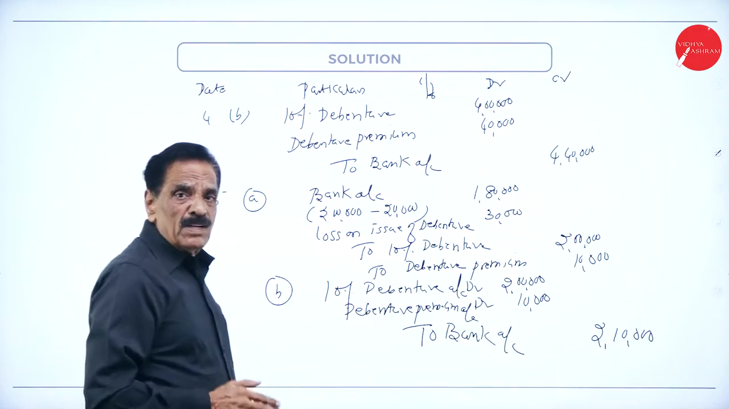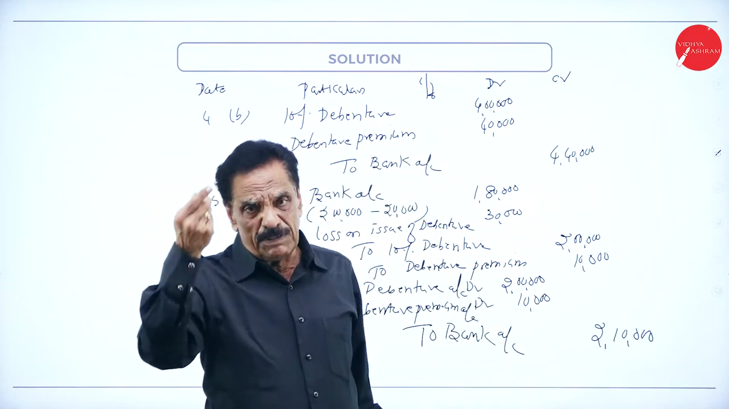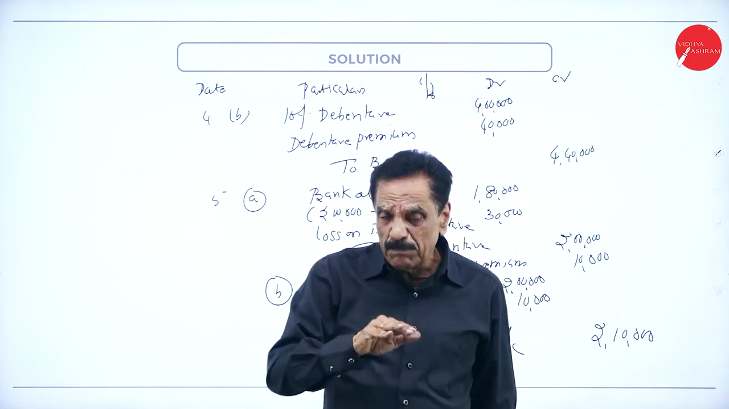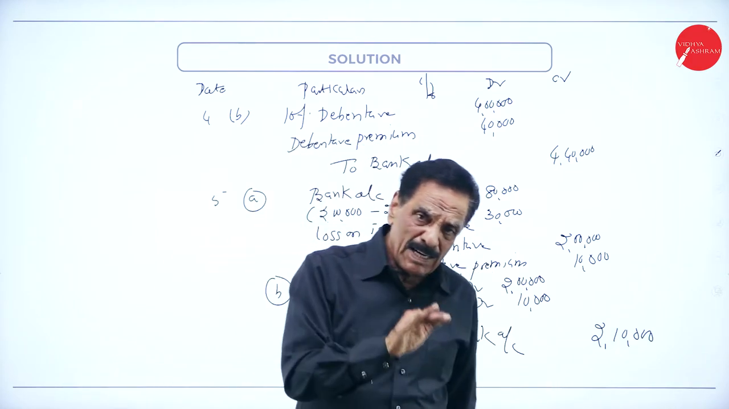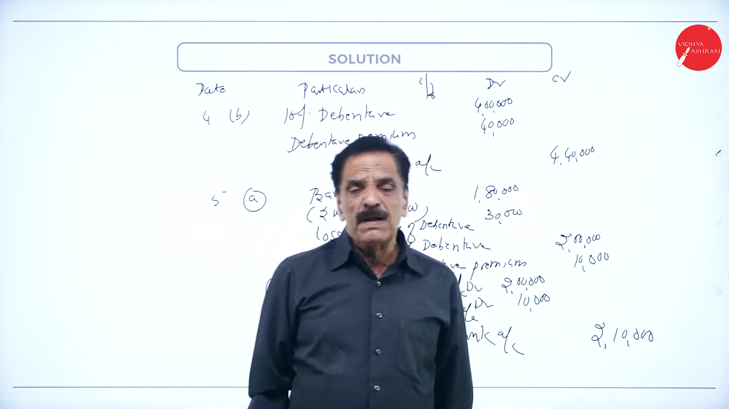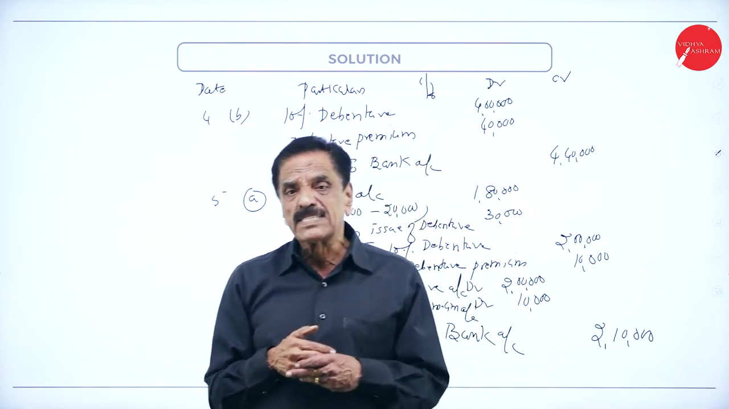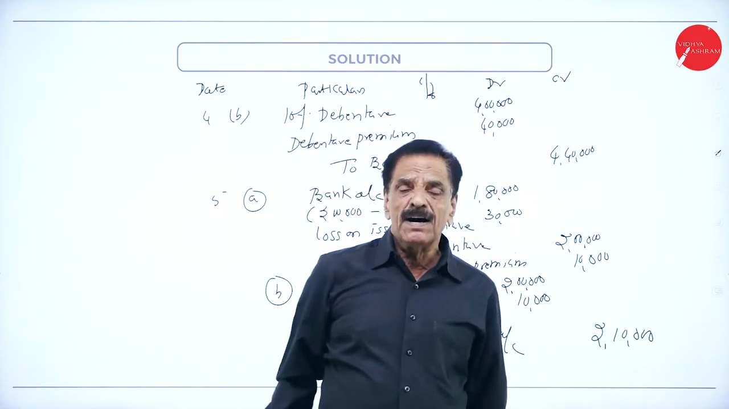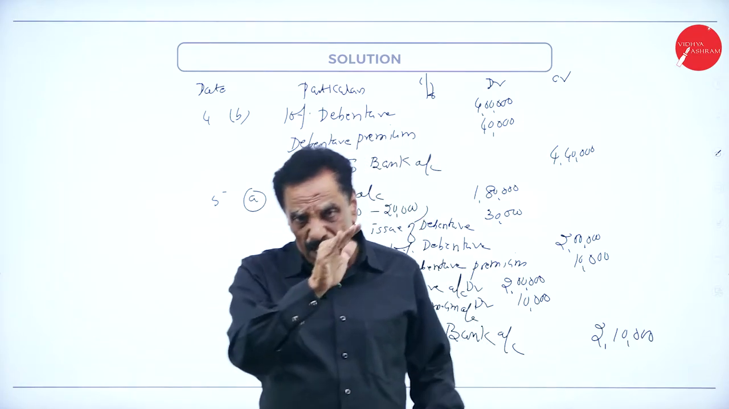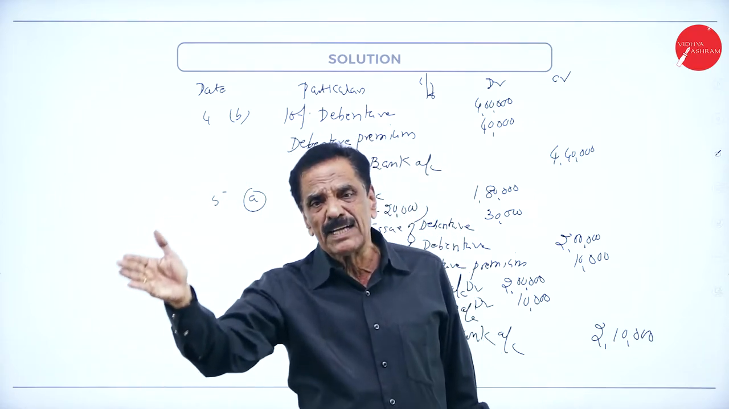Hope you understand. Taken at par, redeemable at par: bank account debit to debenture account; debenture account debit to bank account. Taken at a premium, redeemable at par: bank account debit, to debenture account, to debenture premium account; paid at par: debenture account debit to bank account. Issued at a discount, redeemable at par: bank account debit, discount on issue of debenture account debit, to debenture account; paid at par: debenture account debit to bank account.